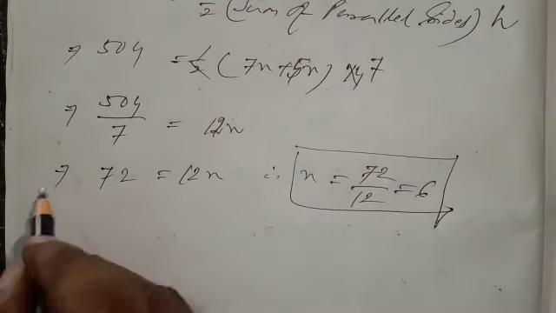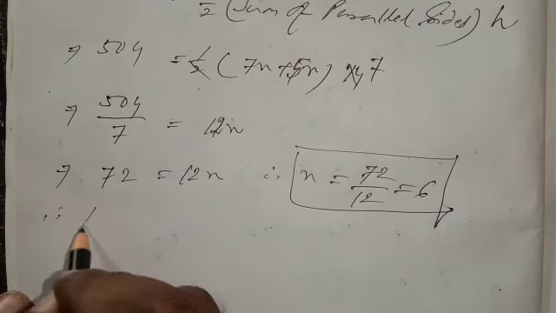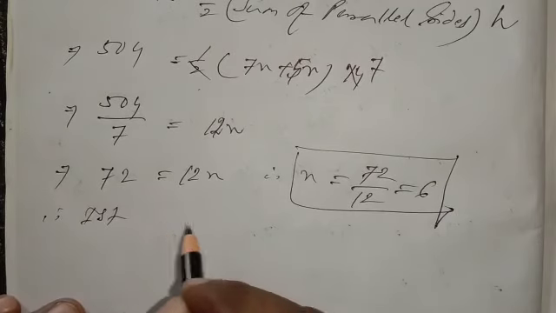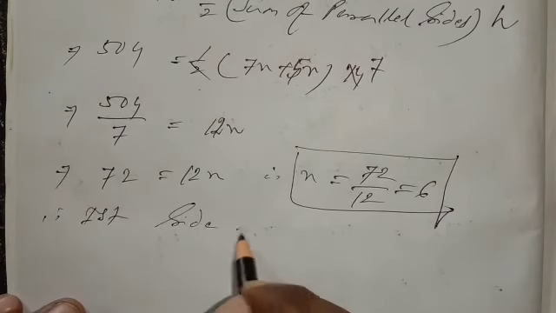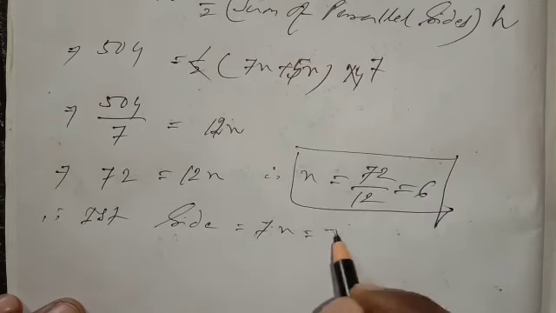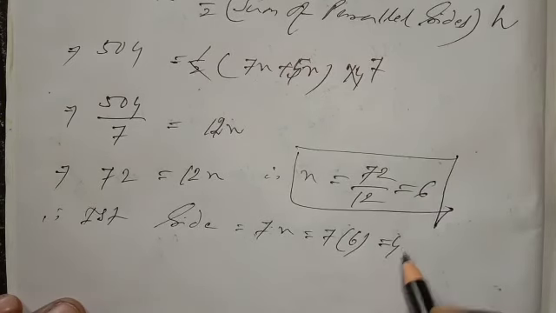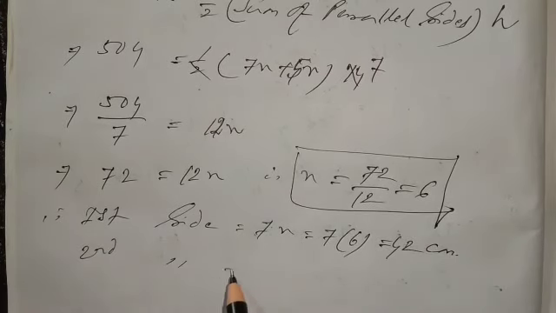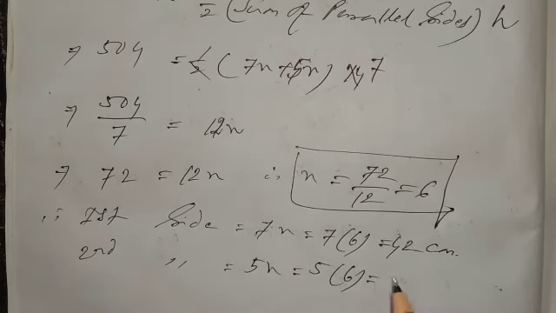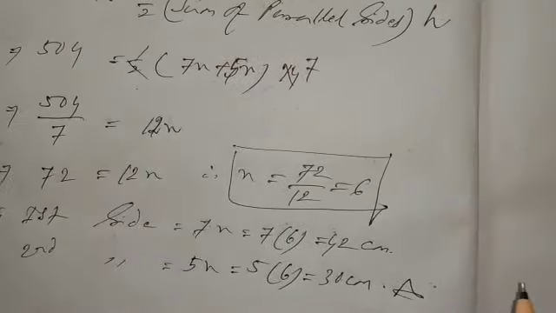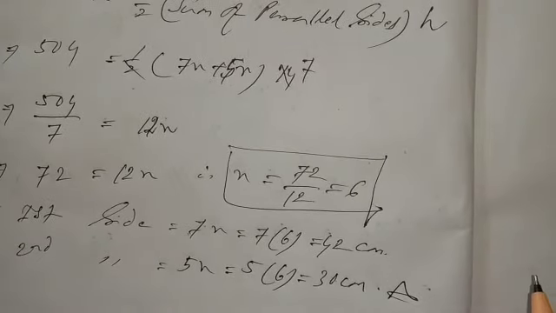Therefore, the first parallel side will be how much? That is 7x, means 7 into 6, 7 6s are 42 centimeters. And the second side is what? That is 5x, means 5 into 6, how much? 5 6s are 30 centimeters. I think it is clear. Question number 8 is also completed.